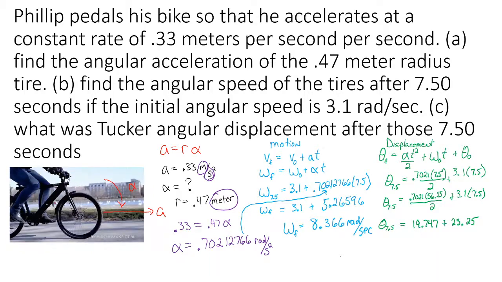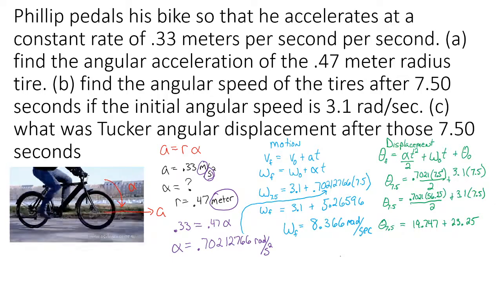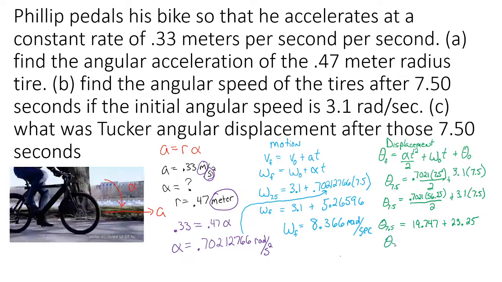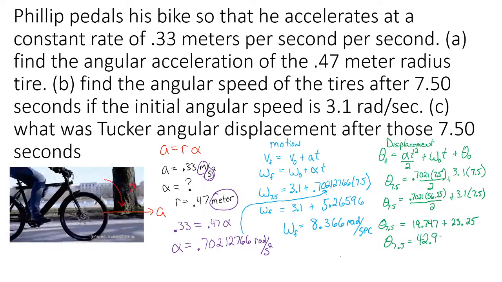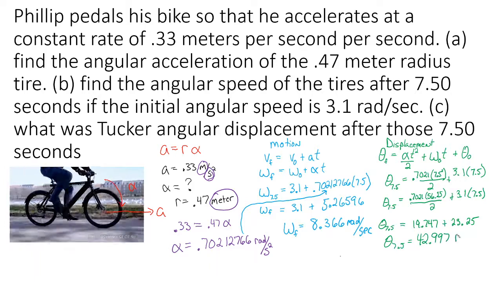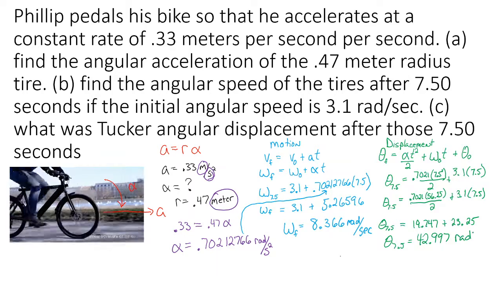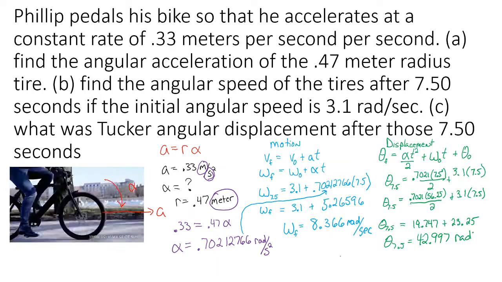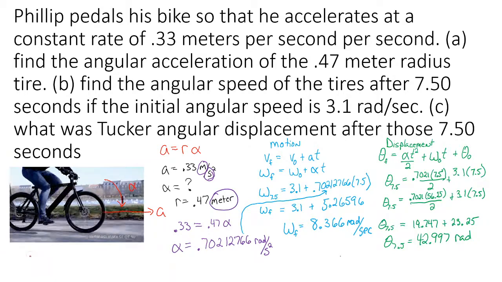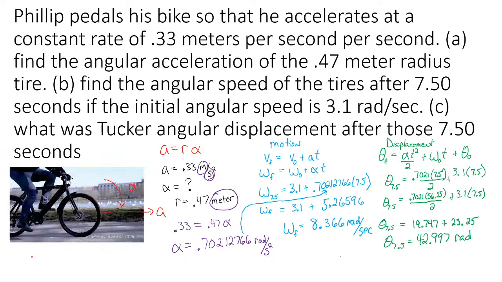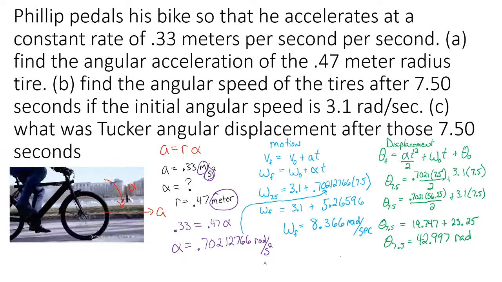And then we're going to add those two values together. We're going to take our 23.25 and add 19.747 to get our angular displacement after 7.5 seconds as 42.997 radians. Again, everything is in the metric system, so we're going to use radians and seconds instead of miles per hour or revolutions per minute or whatever along those lines. So I have 3 solutions now. I'm going to take into consideration my significant digits. Looking back, I see 2 significant digits in the problem.